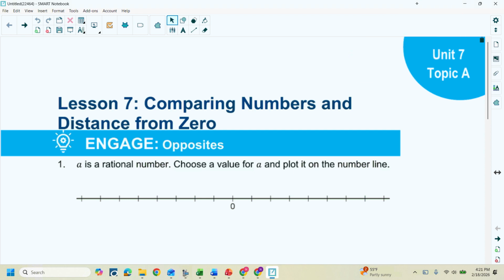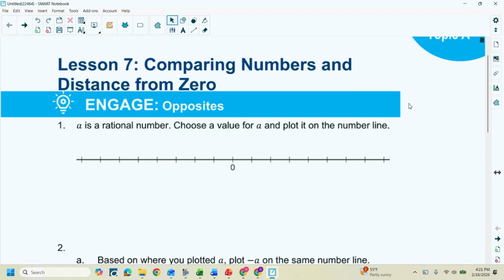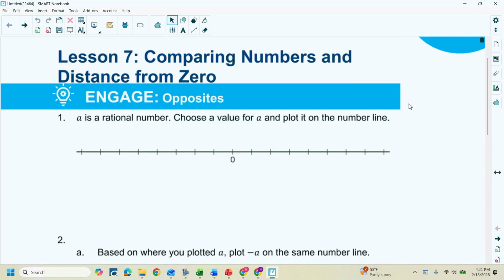So this is for Unit 7, Lesson 7. All you have to do today is the Engage and Activity 1. So, again, hopefully you tried it first. And so now we're going to go over what you did.